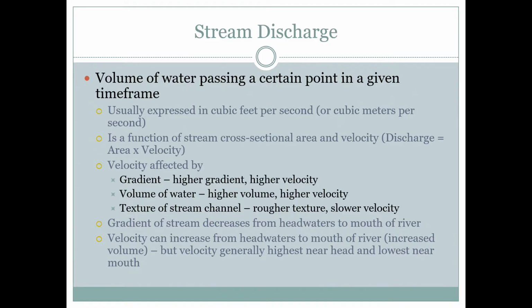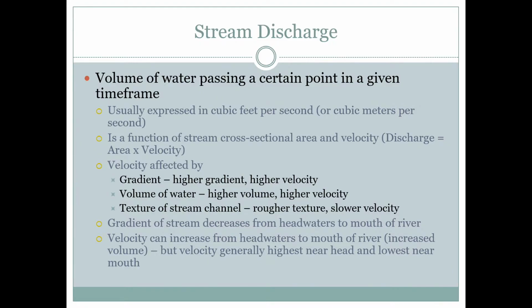Discharge is a function of the stream's cross-sectional area and velocity. In fact, the equation for discharge is discharge equals the cross-sectional area of the stream times its velocity. And if cubic feet per second, you can see how this would work. Area is in feet squared, right? Velocity is in feet per second. So if you multiply feet per second times feet squared, you get cubic feet per second, right?